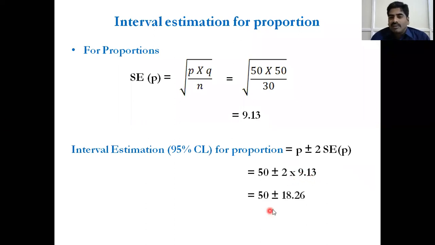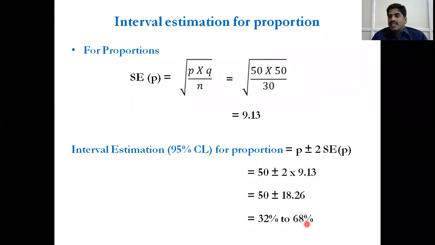That equals 50 plus or minus 18.26, that equals 32. You subtract 18.26 from 50, that is the lower limit, and you add 18.26 to 50, that is the upper value. So what is 32% to 68%? The population prevalence lies between 32% to 68%.